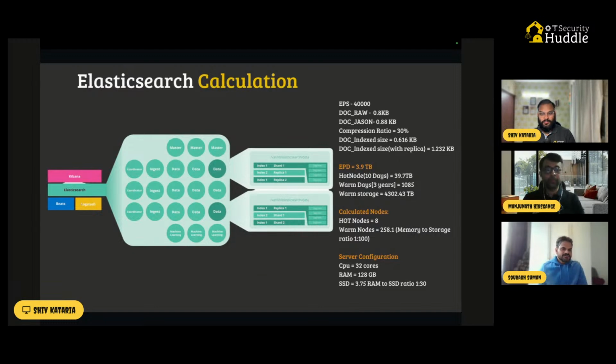Yes, that data will be helpful to calculate the size of your logs, basically whatever is going into the historian. If you see on the screen, it's an Elasticsearch calculation. The first thing that comes is EPS. EPS is events per second, so how many events you are generating right now.